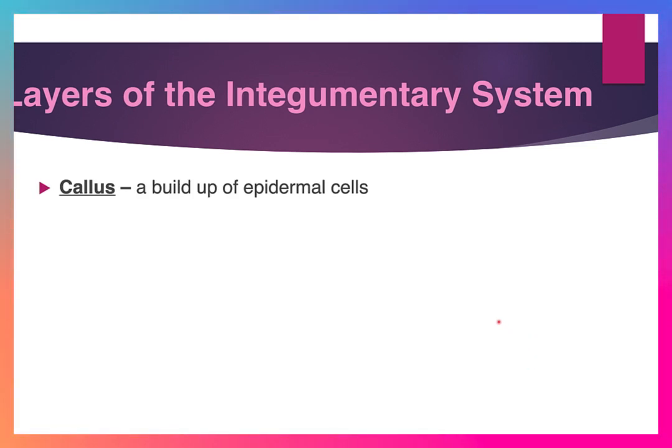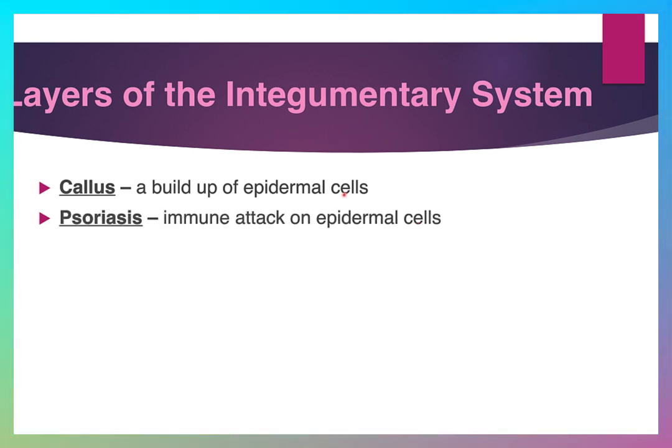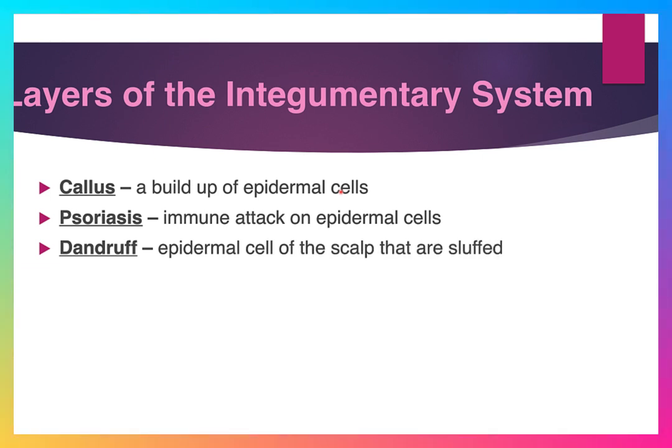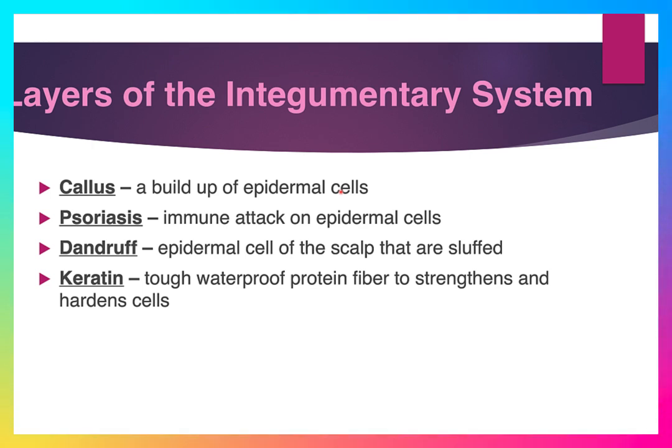Now the buildup of epidermal cells is called a callus, and you get calluses where you get extensive wear and tear, and that occurs primarily on the hands and the feet. Psoriasis is a disease that's caused by an immune attack on the skin epithelial cells, and dandruff, which occurs in some people, is when the epidermal cells of the scalp are sloughed off and flake off onto the clothing.